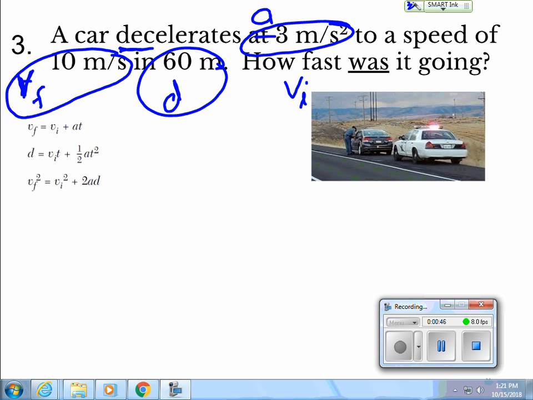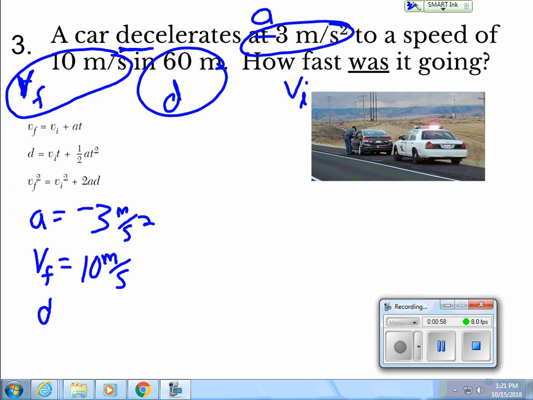Your givens are deceleration, so negative 3 meters per second squared. Your final velocity is 10 meters per second. Your distance is 60 meters. Alright, what are you not given? You're not given initial velocity, because that's what you're solving for, and you're not given time.